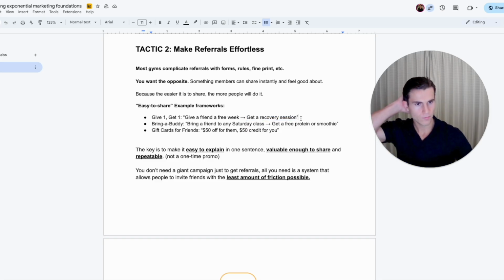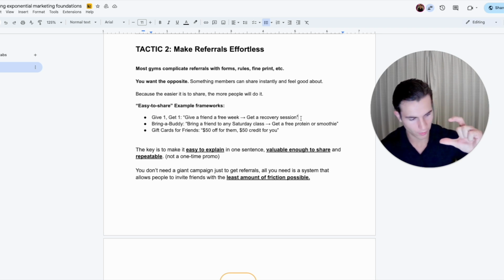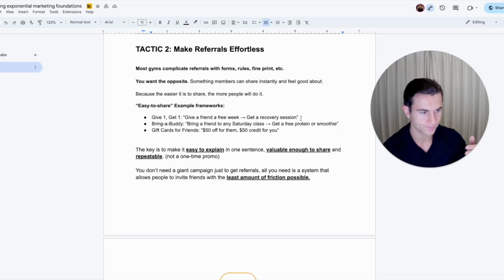A good way to do this is you can make a little gift card, or a piece of paper that's printed out that looks somewhat official to your gym. Basically it's a coupon or a gift card, okay? And you're going to give the gift cards to your members, and you're going to say, hey, this is a free $50 or $100 credit for you to give to your friends, or people that you know, or family.